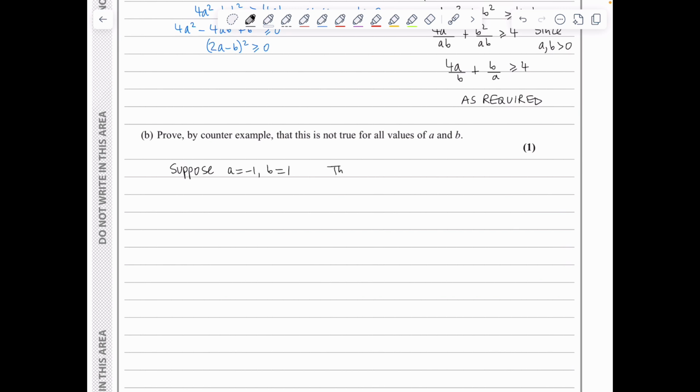Then what we can see is that 4a over b plus b over a turns out to be 4 times negative 1 over 1 plus 1 over negative 1, which gives an answer of negative 4 minus 1, which is negative 5, which is obviously less than 4. And therefore we conclude that the statement is not true for all values of a and b.